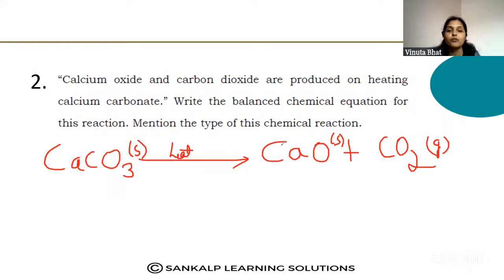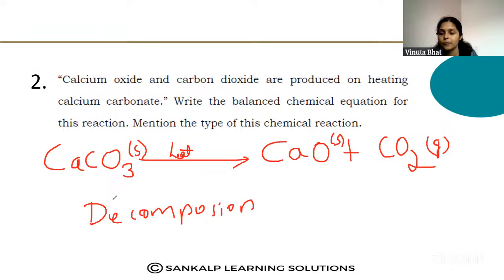Mention the type of this chemical reaction. This is the decomposition reaction. Because a single reactant is able to produce two or more products, that is called a decomposition reaction. Please note down the question along with the answer.